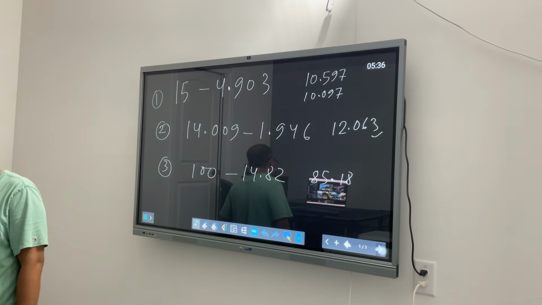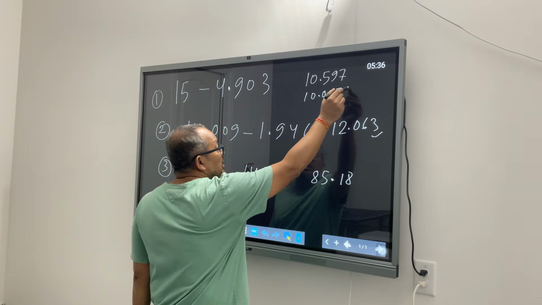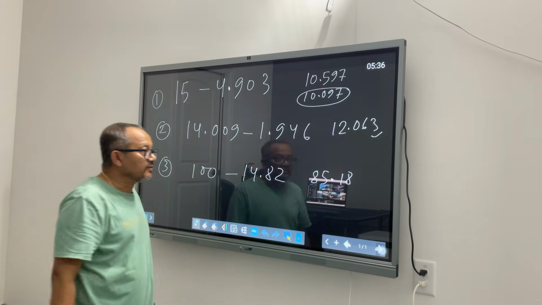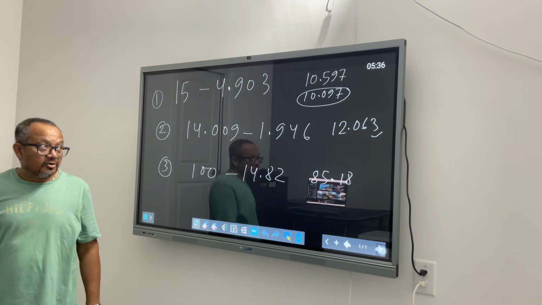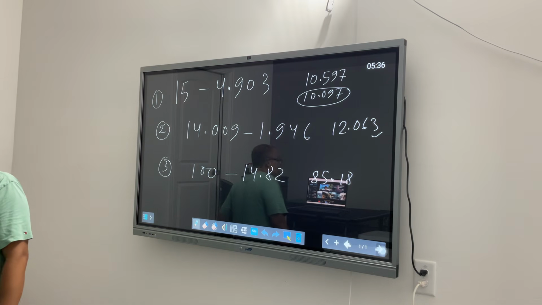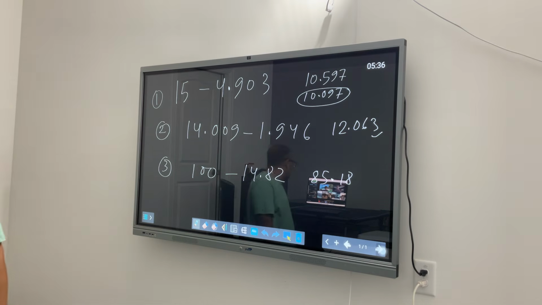Okay. So Mandeep got 10.097 for the first one, 12.063 for the second one, and 5.18 for the third one. Is that your answer, Kushal? Oh, okay. So I'm waiting for a single case one, Anika. And in the meantime, yes, I ask. On my page, which one? 10.09.